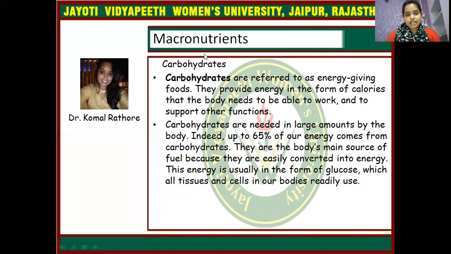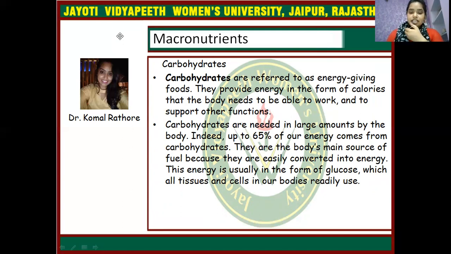So among macronutrients, first is carbohydrates. Carbohydrates are referred to as energy giving foods. They provide energy in the form of calories that the body needs to be able to work and to support other functions. Carbohydrates are needed in large amounts by the body. Indeed, up to 65% of our energy comes from carbohydrate. They are the body's main source of fuel because they are easily converted into energy.